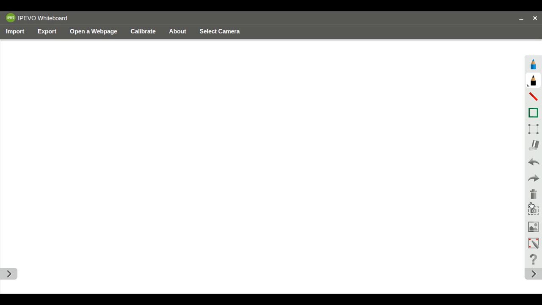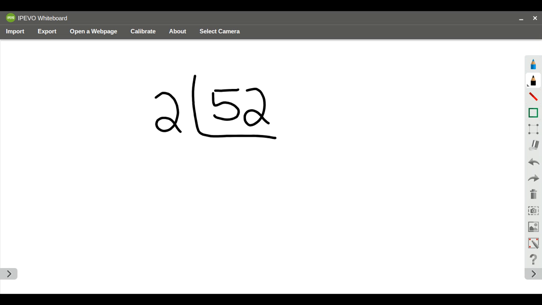Okay. Next one that I'm going to do as an example is going to be 52. Okay. So going through and checking, I always like to start with 2 because I can generally find half pretty easily if it's divisible by 2. And because it's an even number, that means it's divisible by 2. So I start with my prime factor of 2.